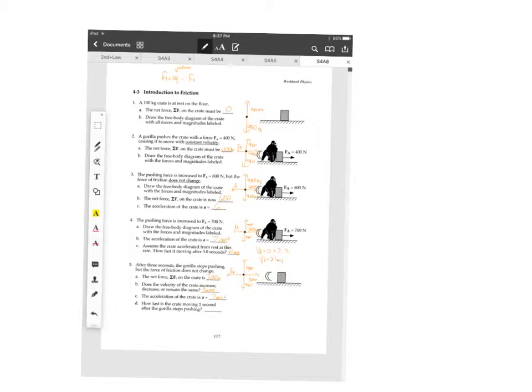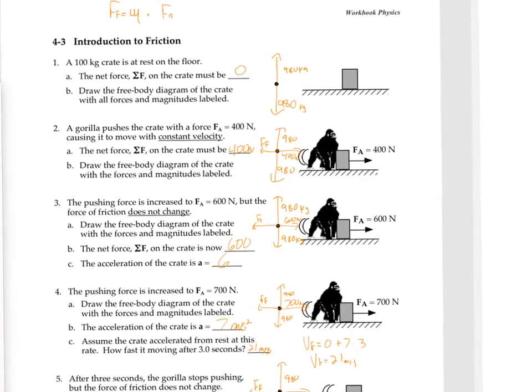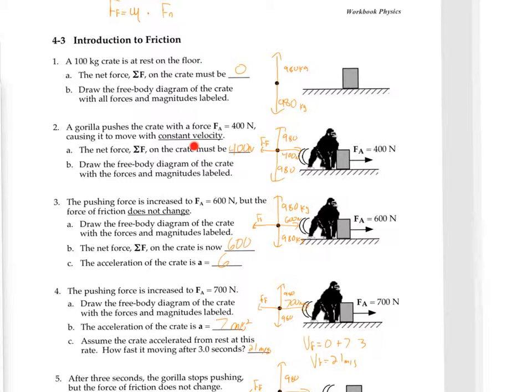So looking at your question, you wanted to know how do I know what the force of friction is? Well, look at number 2. If you look at number 2, it says the gorilla pushes the box and it moves with a constant velocity. So since this velocity is constant, this means that the acceleration must equal 0.